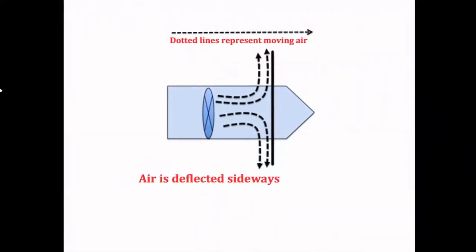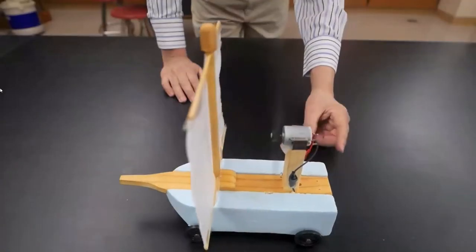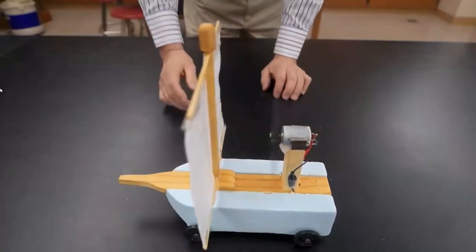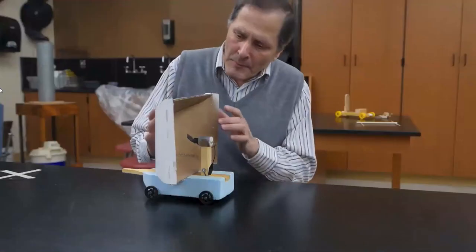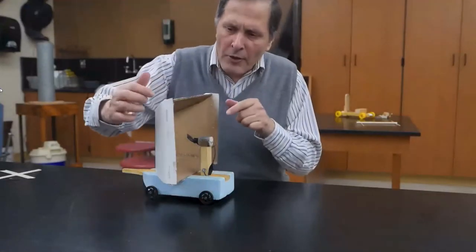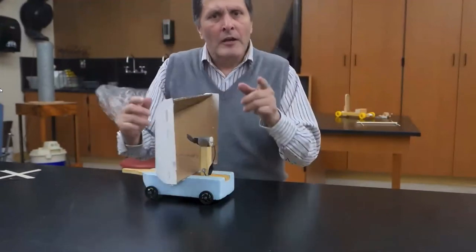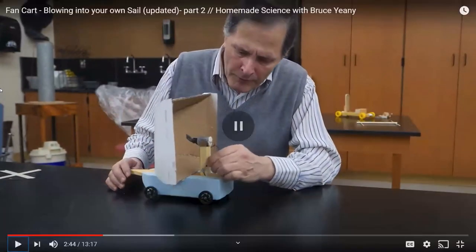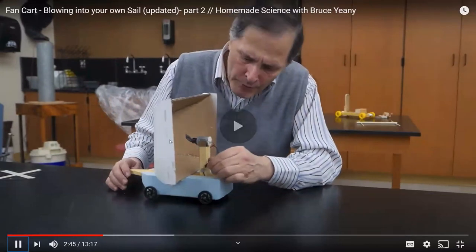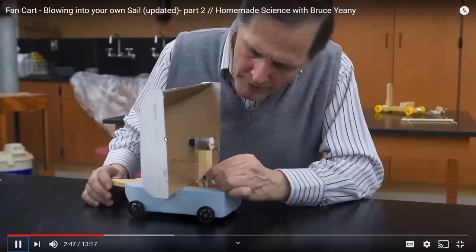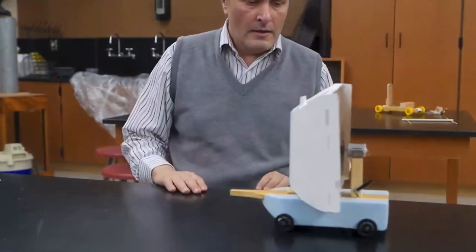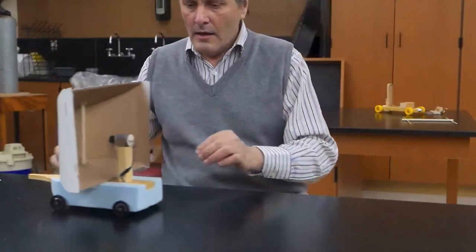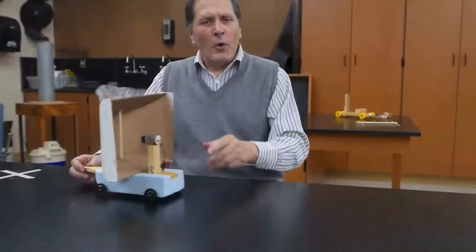What is needed is a curved surface that can redirect the air backwards, kind of like the reverse thrust on a jet engine. So my next step was to make a sail out of cardboard, which I thought could then deflect some of the air backwards, enough so that it would be able to drive the cart forward. And you'll notice this looks a lot like the umbrella, doesn't it? The curvature. And when I turn this on, we see that it worked.